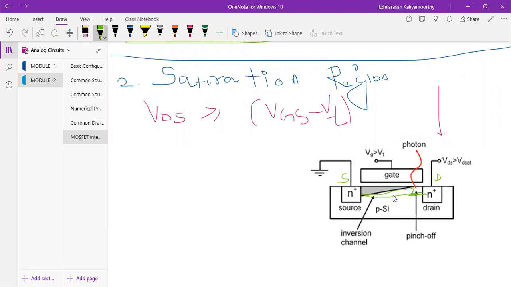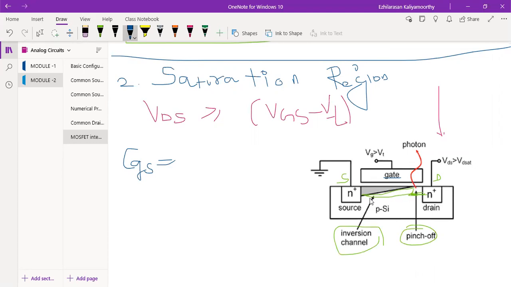If it is pinched off, what will automatically happen? The length of the channel will get reduced. Correct? Now this channel you can call the inversion channel normally. This portion is the pinch off portion. See here. Due to this, with the pinch off at the drain end, the gate to channel capacitance is what I can call CGS. In the saturation region, this is gate, S is source. Now from gate to source, what will happen?